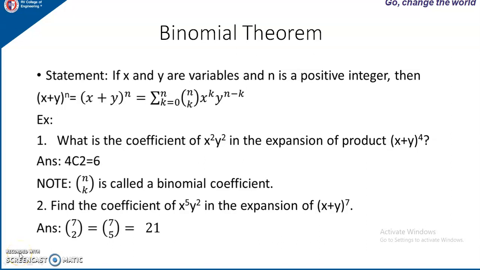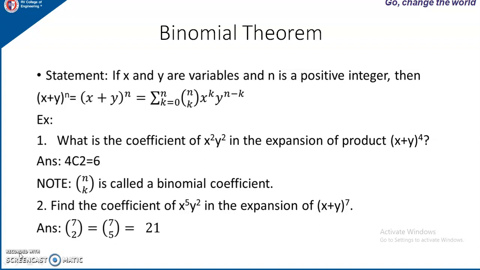Example for binomial theorem. What is the coefficient of x squared y squared in the expansion of (x + y)^4? The answer is 4 choose 2, which is equal to 6. Note, n choose k is called a binomial coefficient.